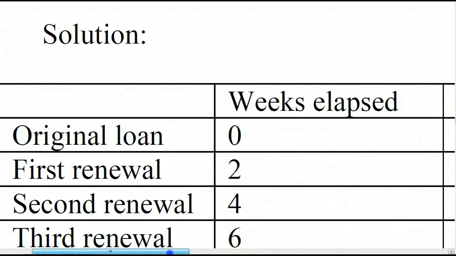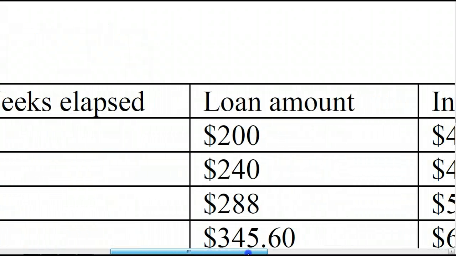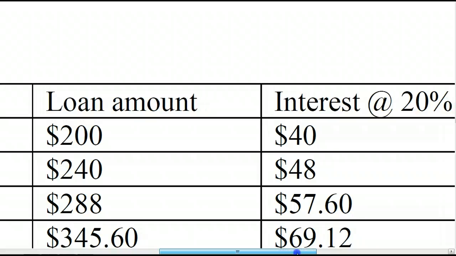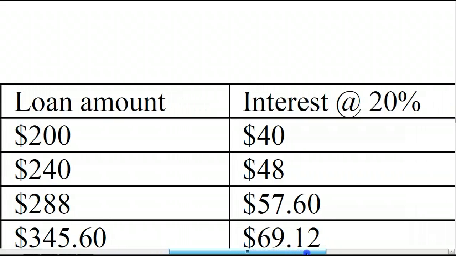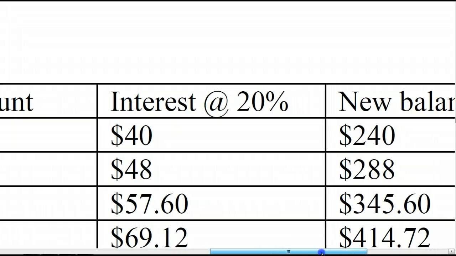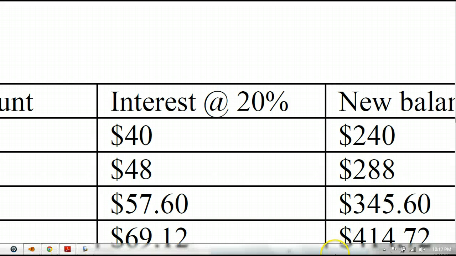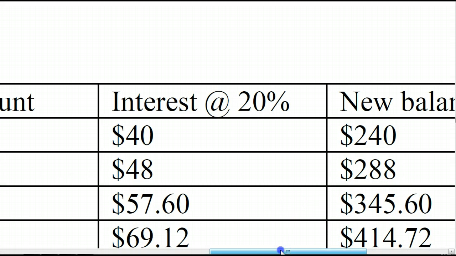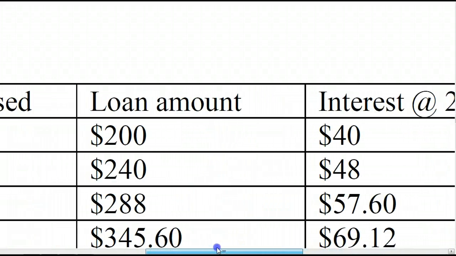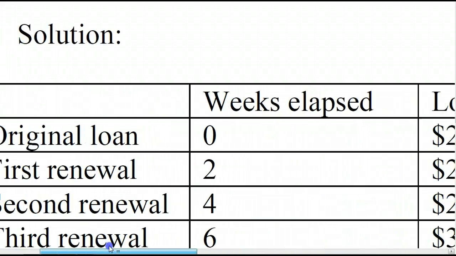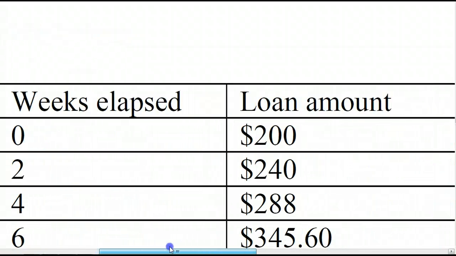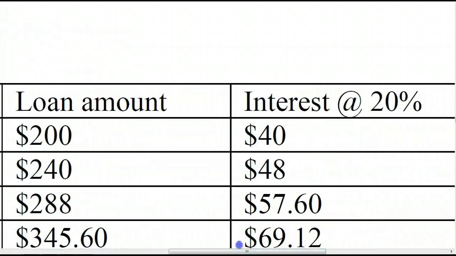So now we've got the first renewal. Remember, you're going to do 5 renewals. Now we've got a loan of $240. That's what you couldn't pay at the first renewal. Now we're going to be charged 20% of $240, which is $48. So now the new balance is $288. Hopefully you're getting the drift here. So $288 at the second renewal will be your new loan amount.